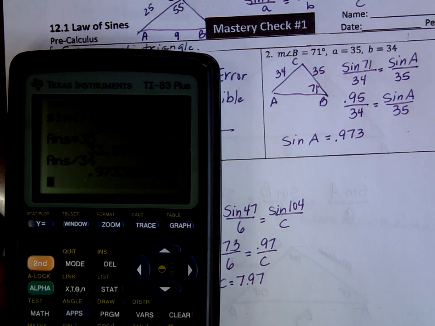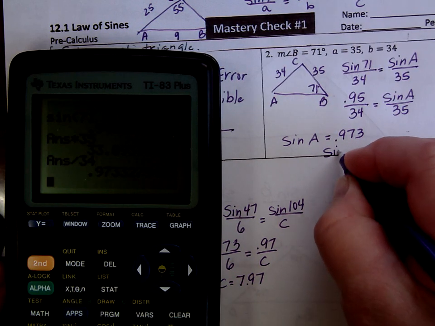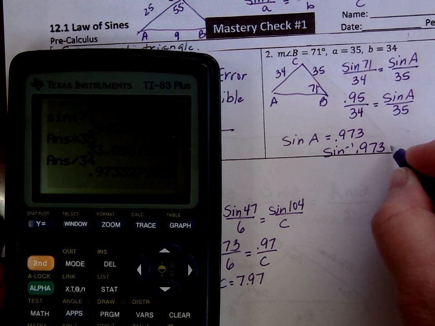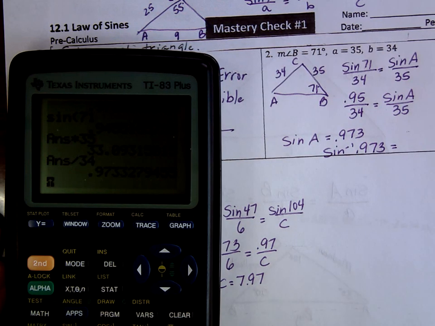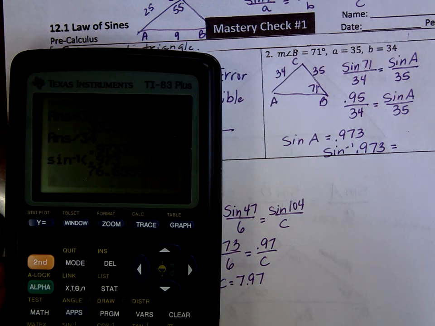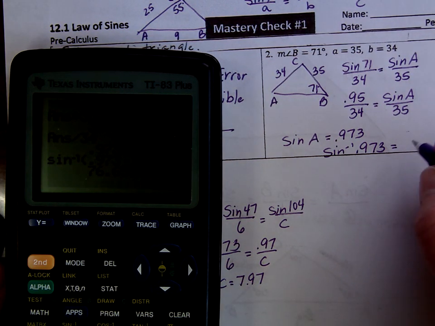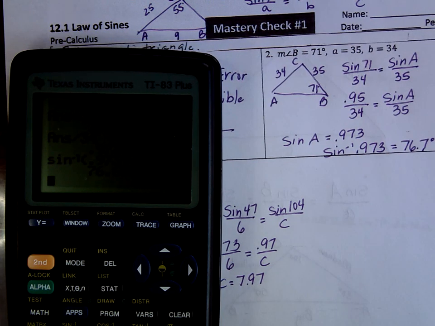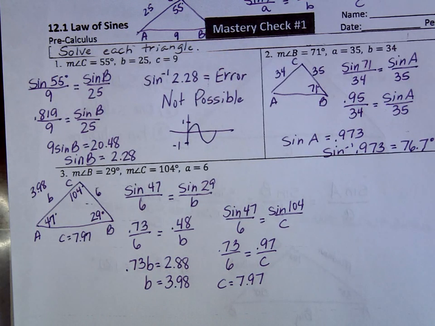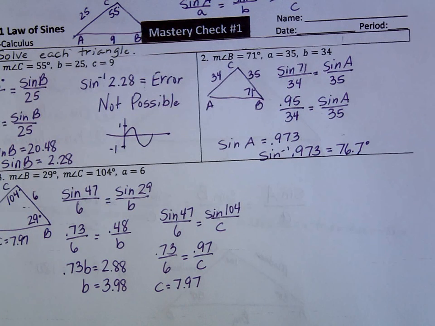which means that the sine to the negative 1, because I'm looking for the angle, of 0.973 equals 76.7 degrees. Alright, so here's where it gets a little complicated, because actually, to be honest with you, this one is going to have two solutions to it. Here's where they come from.